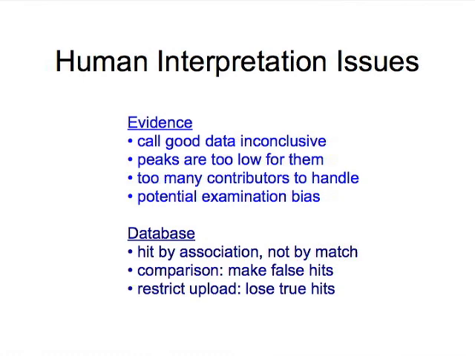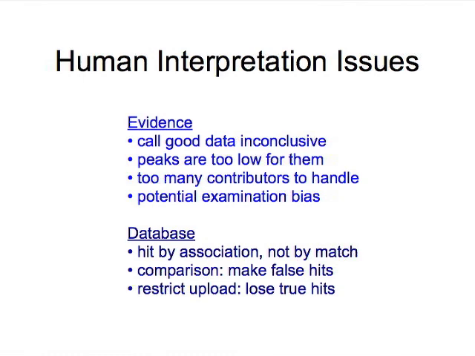What are the issues with human interpretation? I'm sure we'll hear a bit more about possible bias and issues. But here are the key issues with evidence. The first issue is that much excellent DNA evidence data is called inconclusive. In the States, you might have maybe half of the complex mixtures just called inconclusive. The data would be informative if you could interpret them, but people by eye can't. And so the evidence is just not used.